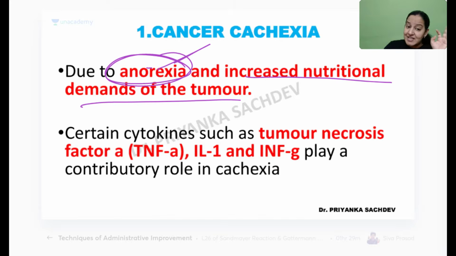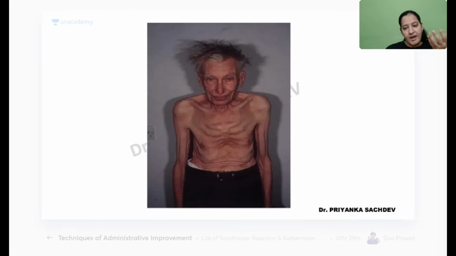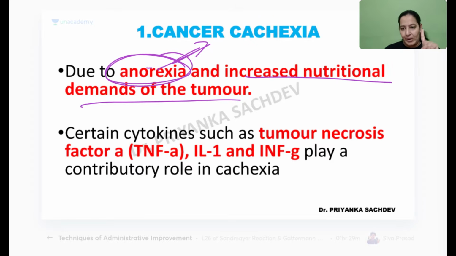Patient is not eating anything. That is anorexia. Anorexia means loss of appetite. So the patient is eating less. If it is in the GIT, of course, he will eat less. And if it is not in the GIT, some other part, like breast or some other tumor, due to the psychological impact the patient is depressed that I am having a tumor, so he will eat less. So anorexia is the number 1 reason.